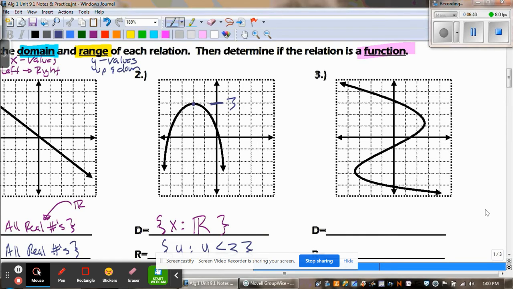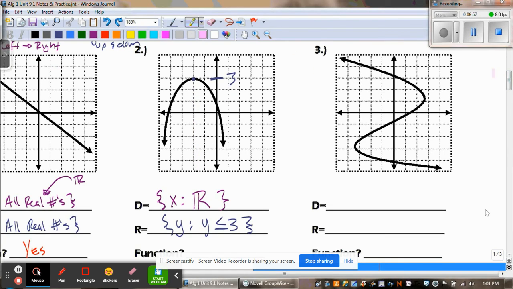And that's it. Now, is it a function? You tell me. Is there any point where you draw a vertical line, not a horizontal, that touches more than once? Everywhere you draw it, it'll only touch once, which means that this is a function.